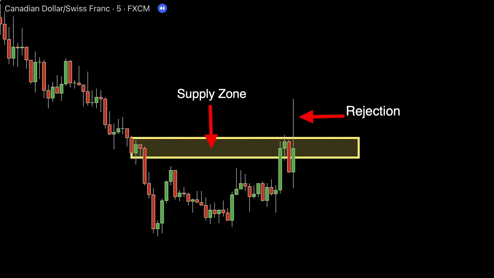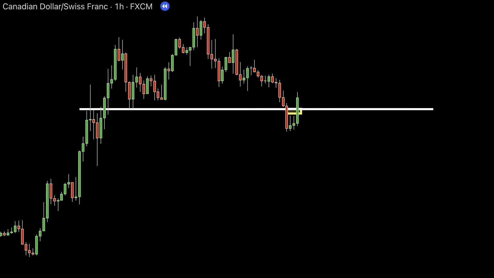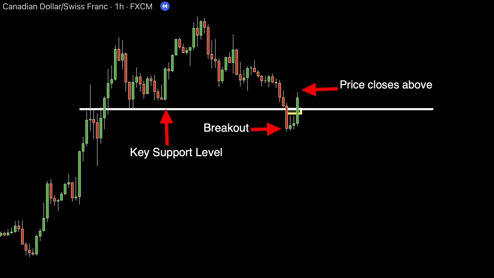It might look like a great short setup at first glance. But before jumping in, let's zoom out to the hourly chart. Here we see something important. A key support level was broken, but then price quickly reclaimed it, closing back above. This pattern is what we call a liquidity sweep, a classic smart money move designed to trap sellers by breaking below a support level, triggering stop losses, and then reversing upwards. This signal suggests that the bigger players are pushing the price up, not down.